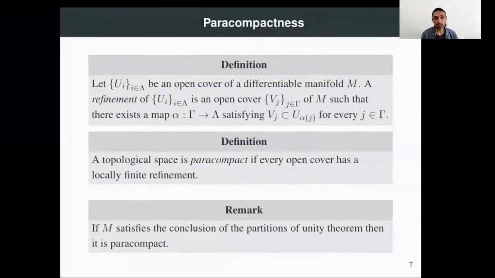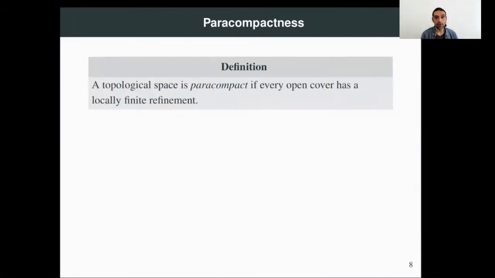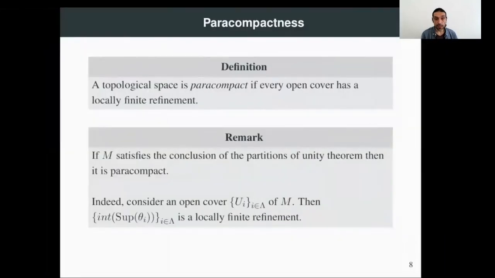If M satisfies the conclusion of the partitions of unity theorem, then it is paracompact. Okay, and why is that? As we already said, a topological space is paracompact if every open cover has a locally finite refinement. But if M satisfies the conclusion of the partitions of unity theorem, then we can build this locally finite refinement. We consider any open cover, and we consider the family of functions provided by the partitions of unity theorem.